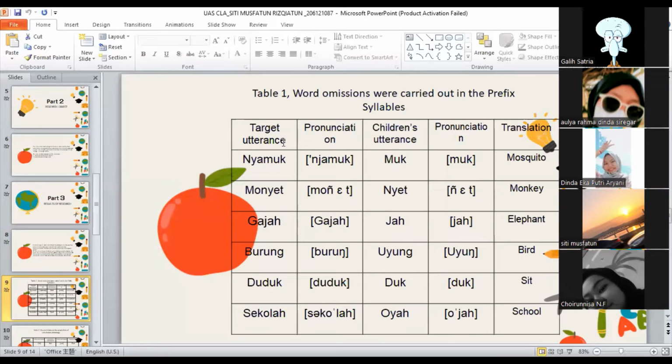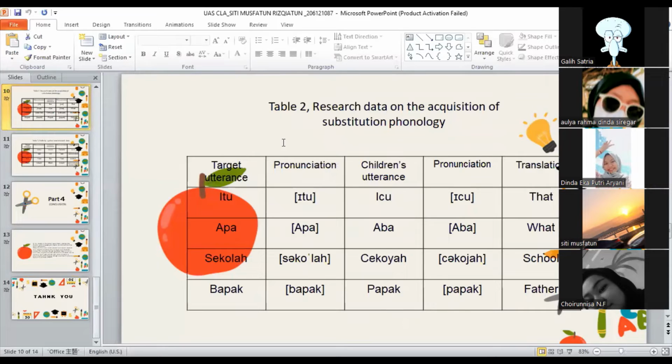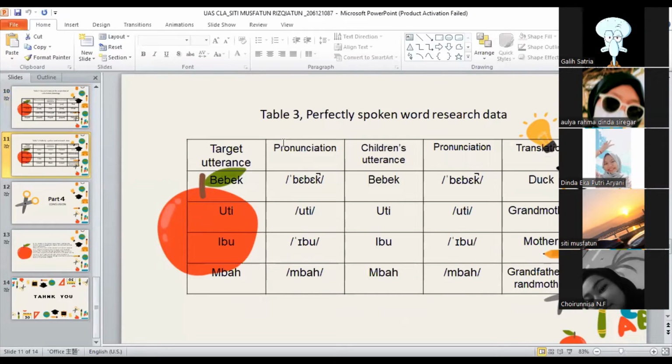So this is the table for word omissions carried out in the prefix syllables. You can read it by yourself on the slide. Next slide, please. The second table is the research data on the acquisition of substitution phonology. Next. And the last table is the research data for perfectly spoken words, the words that have been spoken perfectly by both of the subjects. Next, please.